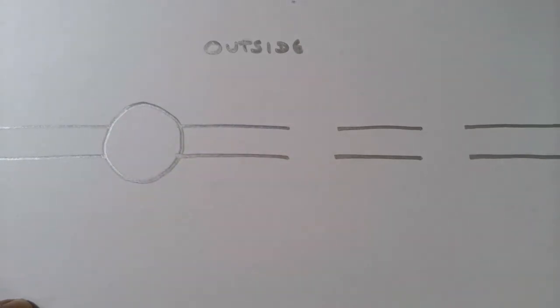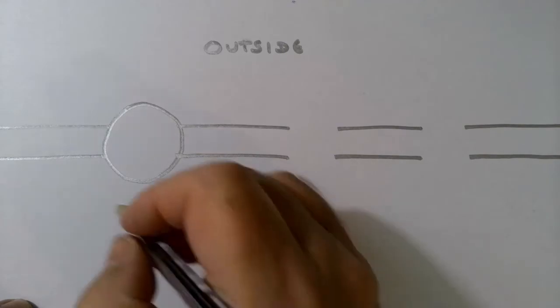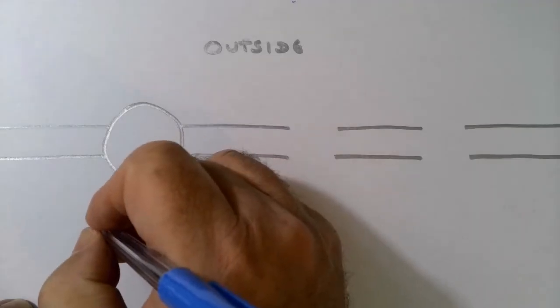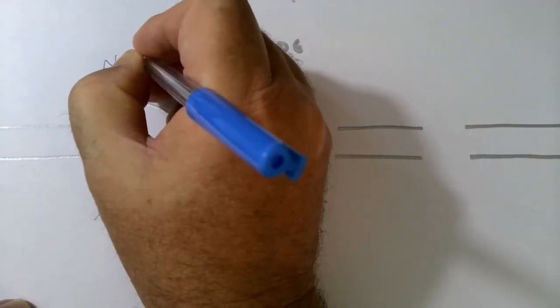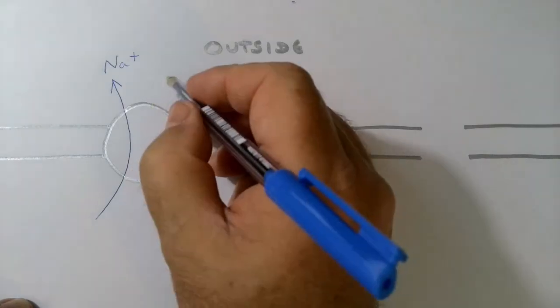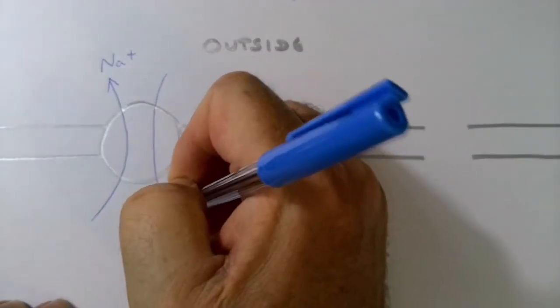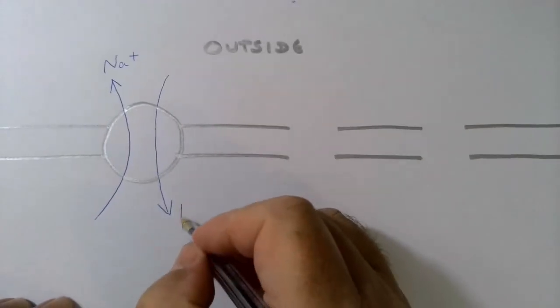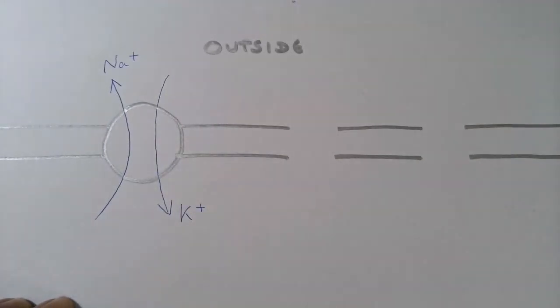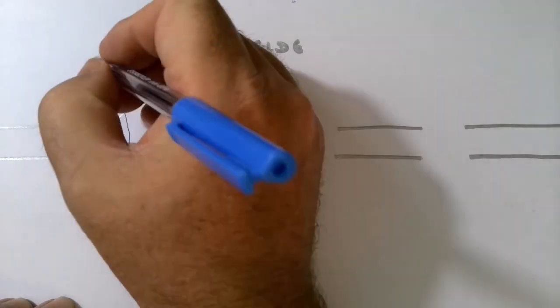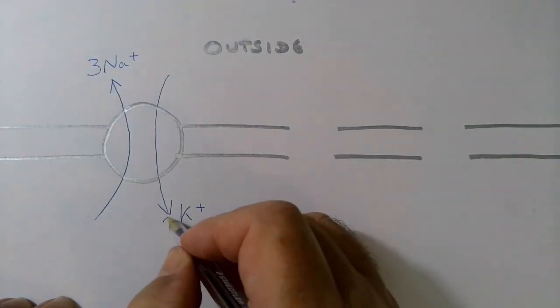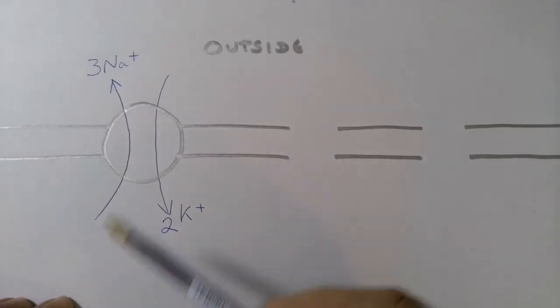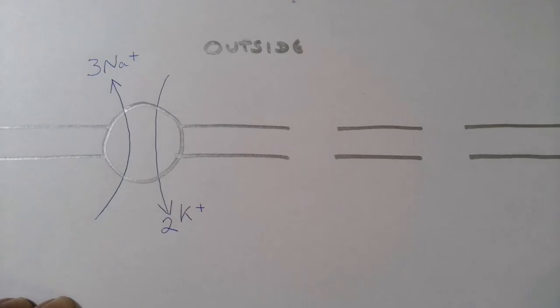So I'm going to just change pens over, and this pump is going to be pumping from the inside to the outside some ions, and those are going to be sodium ions, Na+, and it's also going to be pumping from the outside to the inside some potassium ions, K+. But, and this is really, really important, this pump does not pump in an equal way. For every 3 sodiums pumped out, it's going to pump in 2 potassiums. So it's pumping in a ratio of 3 to 2, and that's very important.